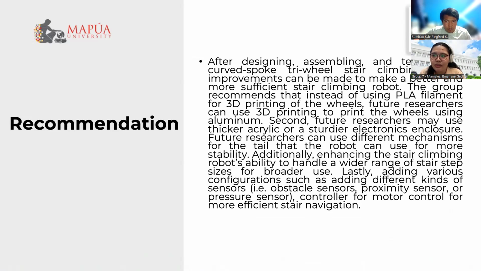Second, future researchers may use thicker acrylic or a sturdier electronics enclosure, and can use different mechanisms for the tail so that the robot can have more stability. Additionally, enhancing the stair climbing robot's ability to handle a wider range of stair step sizes for broader use. And lastly, adding various configurations such as different kinds of sensors, for example, obstacle sensors, proximity sensors, or pressure sensors, and a controller for motor control for more efficient stair navigation.